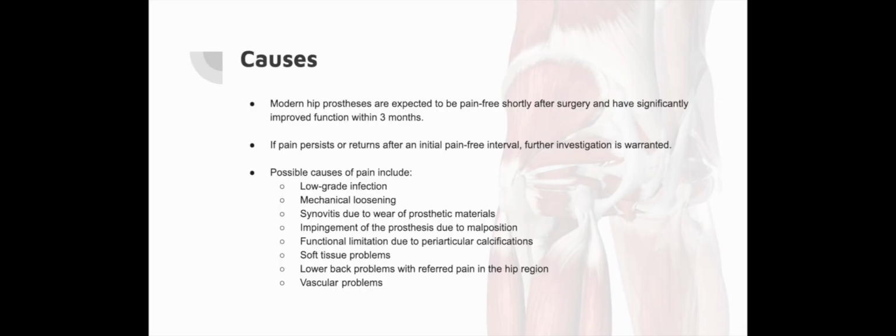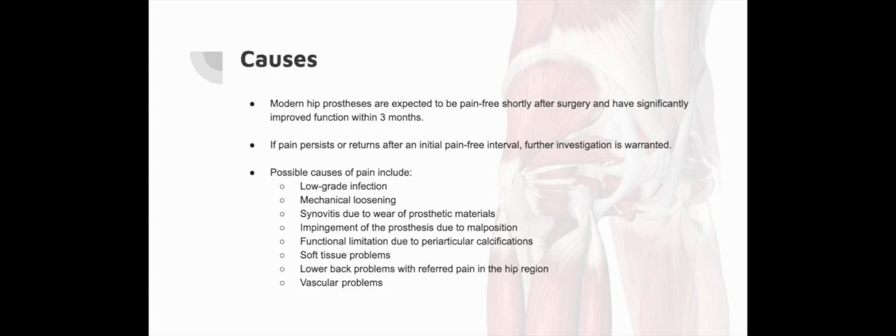Causes. Modern hip prostheses, whether cemented or not, are designed to be pain-free shortly after surgery, with significant functional improvement by 3 months, achieving at least 90 degrees flexion, and often more. Only recovery from severe pre-existing contractures or muscle atrophy may take longer, up to over a year. Persistent pain or pain returning after an initial free period warrants further investigation.